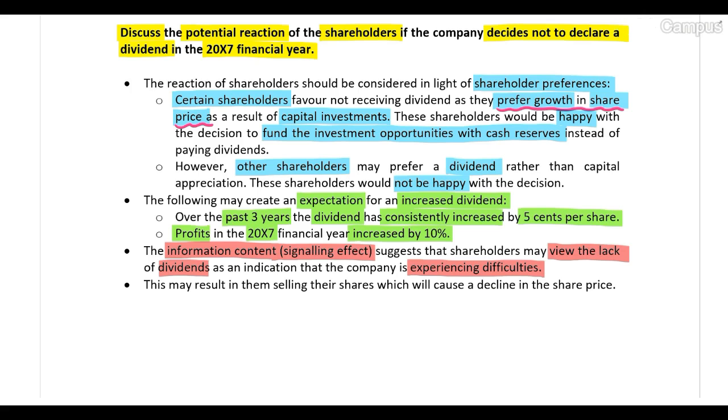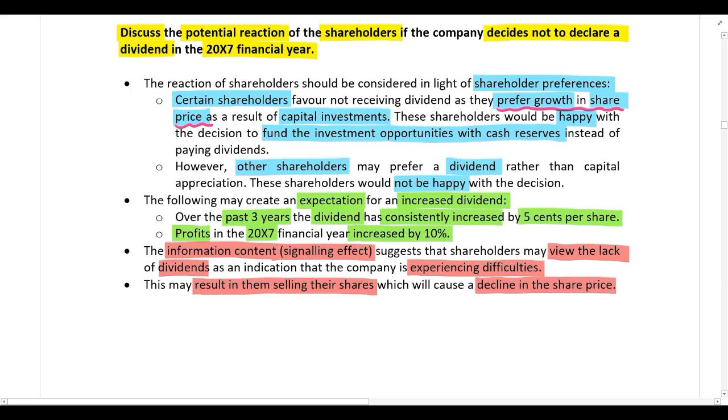According to the signaling effect, that can be seen as the directors imparting negative news about the future prospects of the company. So the shareholders might read that as the company is experiencing difficulties. That might result in them selling their shares. And if there's an oversupply of shares, so if the shareholders are all selling their shares because they're worried about the future of the company, nobody's going to want to buy those shares because everybody's worried about the future of the company. That could then cause a decline in the share price.